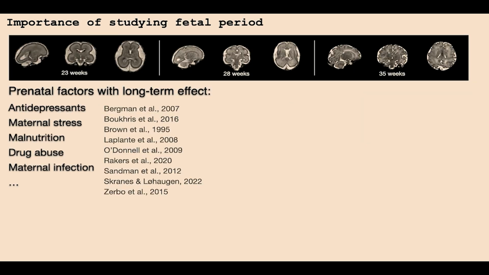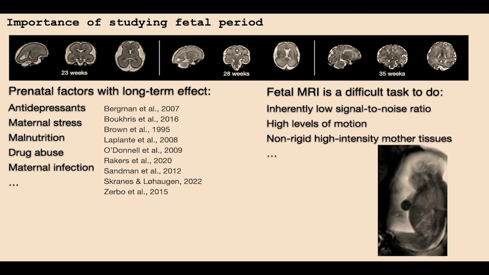During the fetal period, the brain undergoes significant changes, most likely more significant than over the entire lifespan ex utero, which makes this period sensitive to adverse effects of prenatal factors, which may have long-term effects on well-being. Therefore, this motivates studying the fetal brain in utero and in vivo, but as you can probably appreciate from this image, it's an incredibly difficult task to do.